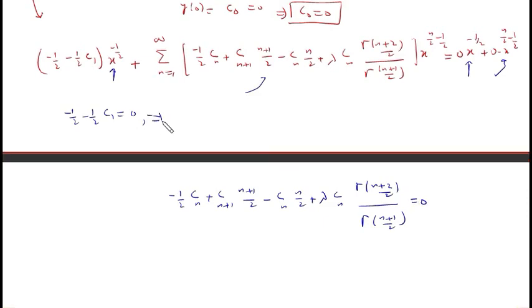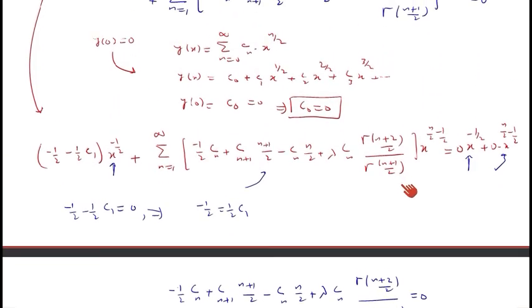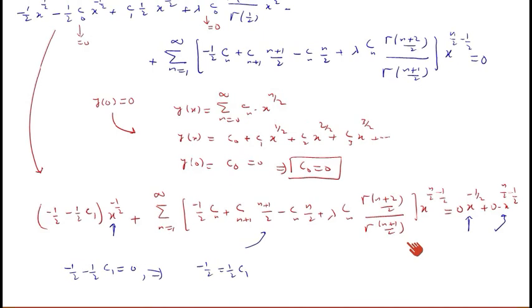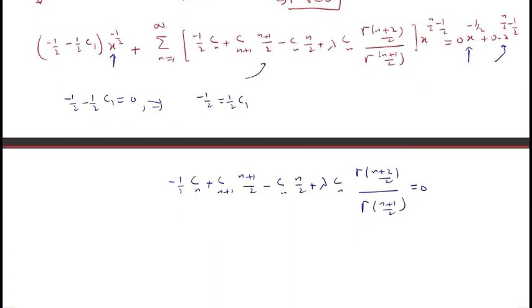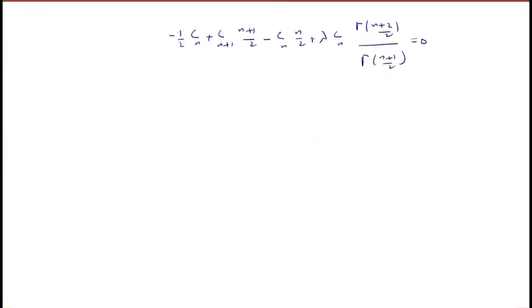Using this equation, I can find minus 1 by 2 is equal to 1 by 2 c1. Sorry, here it is positive, this is positive, so this becomes negative 1 by 2, which means c1 is 1. c1 is 1, and now from the second, now I have c1 is equal to 1 and c naught is equal to 0.